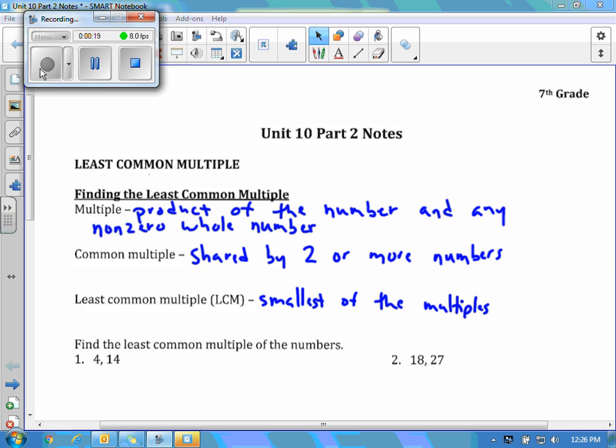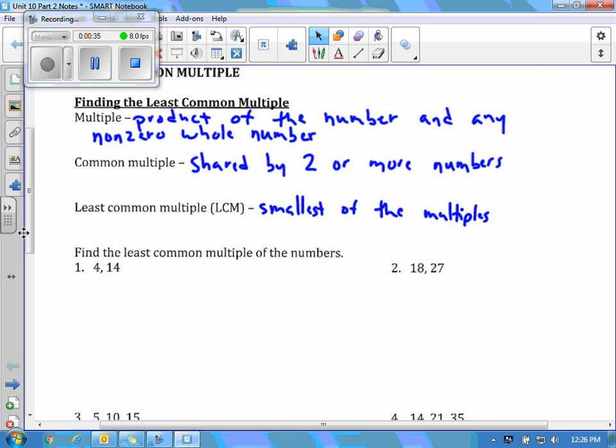A multiple is the product of a number and any non-zero whole number. So, for instance, a multiple of 6 would be 12, or 18, or 24. So, the number times a non-zero number. A common multiple is just a multiple that's shared by 2 or more numbers. So, for instance, 12 is a multiple of 4 and 6, so that's a common multiple.